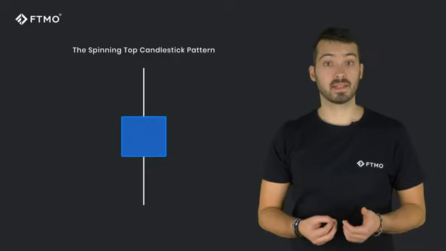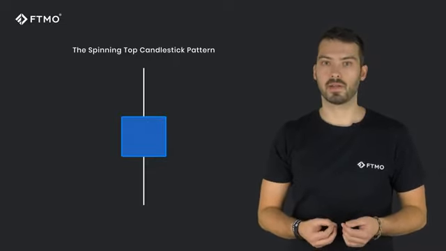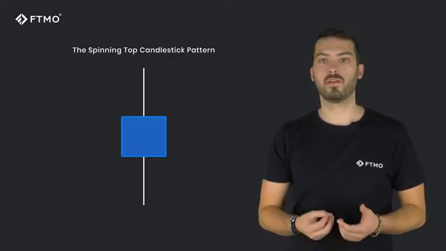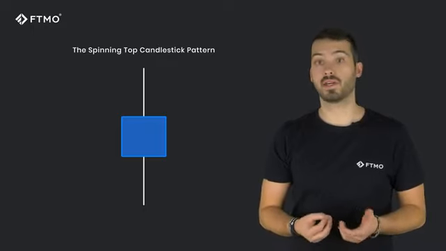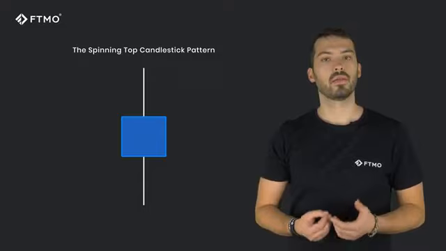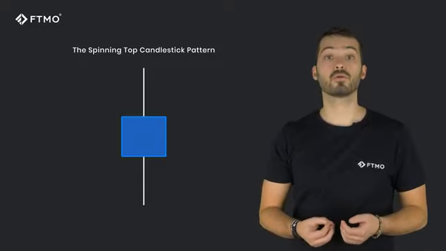The spinning top candlestick pattern is a neutral candlestick. By neutral, we mean the fact that it doesn't matter that much if the candlestick closes bullish or bearish. The important factor is the candlestick closing location.